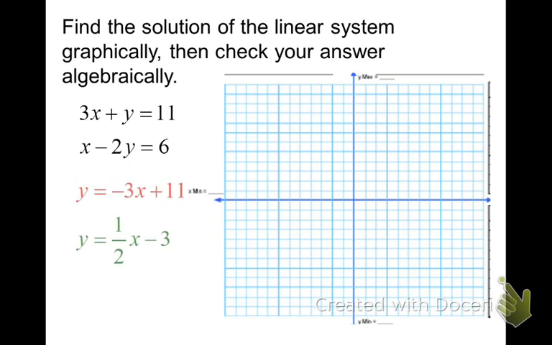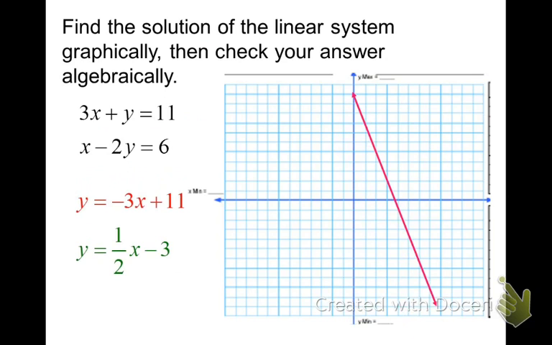I'm going to graph these using slope-intercept form. So I've turned the top equation into the red equation, and so my slope is negative 3. I'm going to plot the y-intercept at 11, and the slope is negative 3, and there's the equation of the red line. The green line I also put in function form, and got the y by itself on one side, and my intercept is negative 3, my slope is 1/2, so this is the graph of the green line.